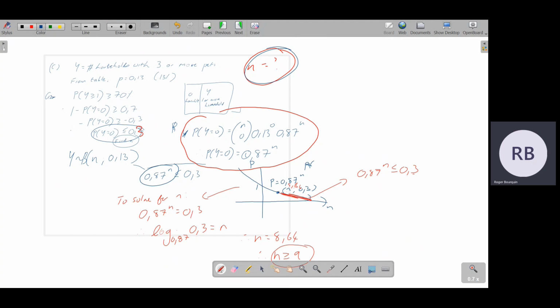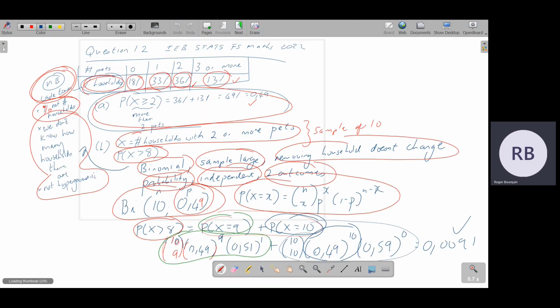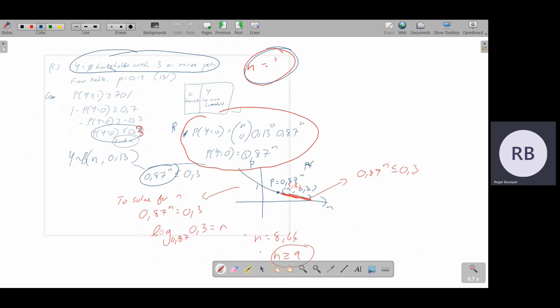So again, it's about reading carefully. The previous was more than or equal to 2. This is more than 2 pets, so more than 2 is 3 upwards. So Y is equal to the number of households with 3 or more pets. And if you look at the previous page, the number with 3 or more was 13%. So from the table, in this particular sample, where we're looking at more than 2 pets, the probability of that happening for any random household is 0.13.